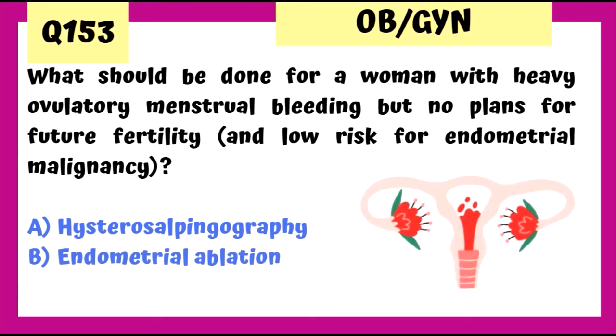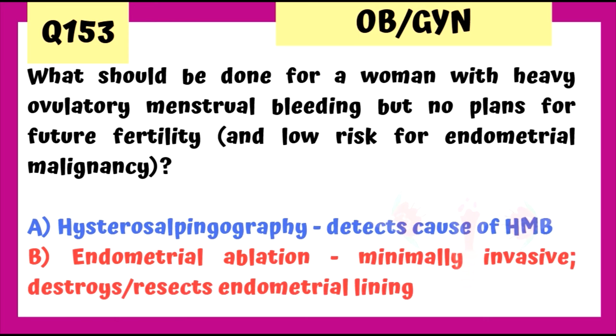Question 153, what should be done for a woman with heavy ovulatory menstrual bleeding but no plans for future fertility and low risk for endometrial malignancy? This is endometrial ablation. She doesn't want any future fertility, so we would be willing to go with that, as opposed to hysterosalpingography, which does not detect the cause of menstrual bleeding.